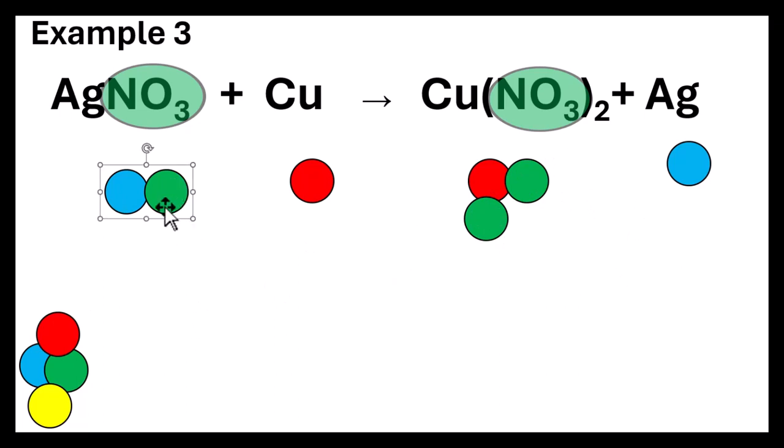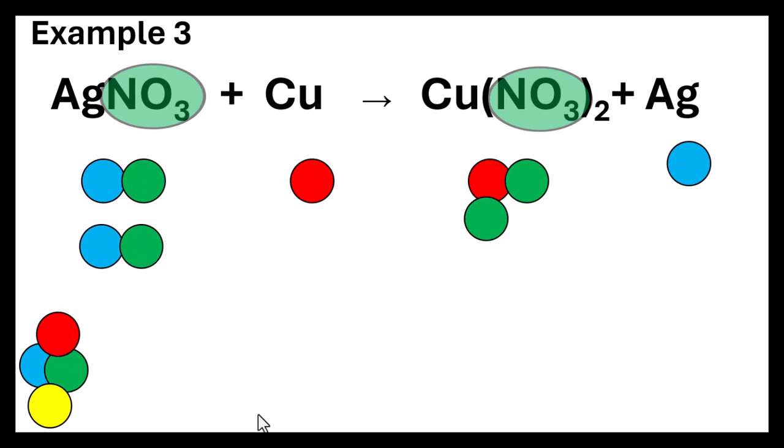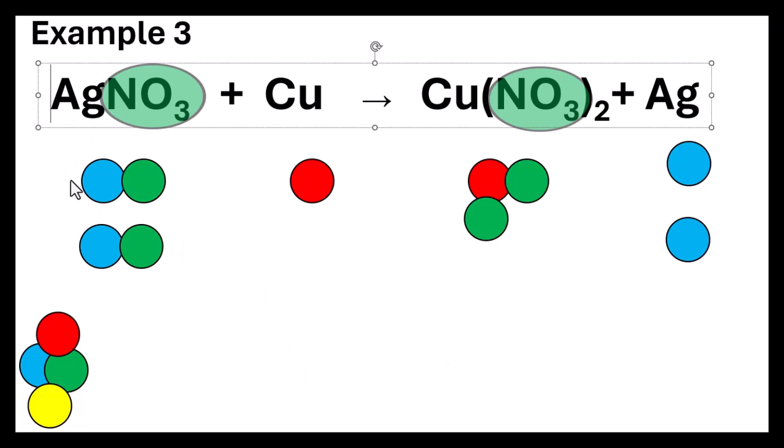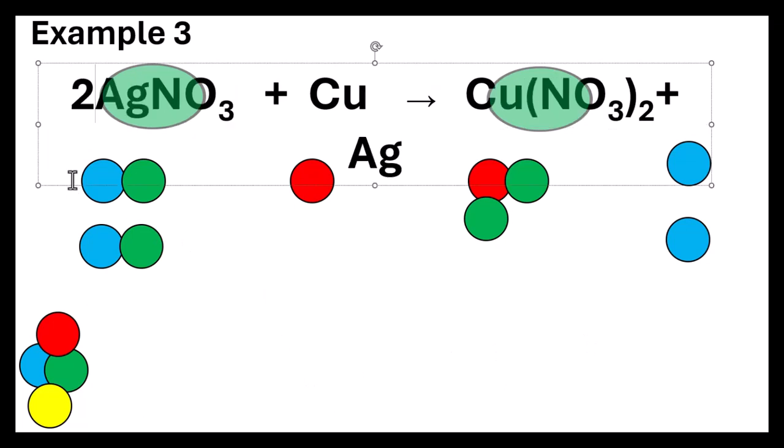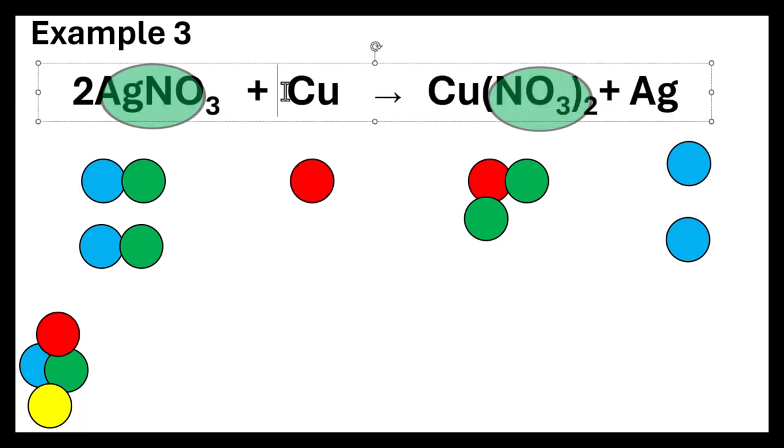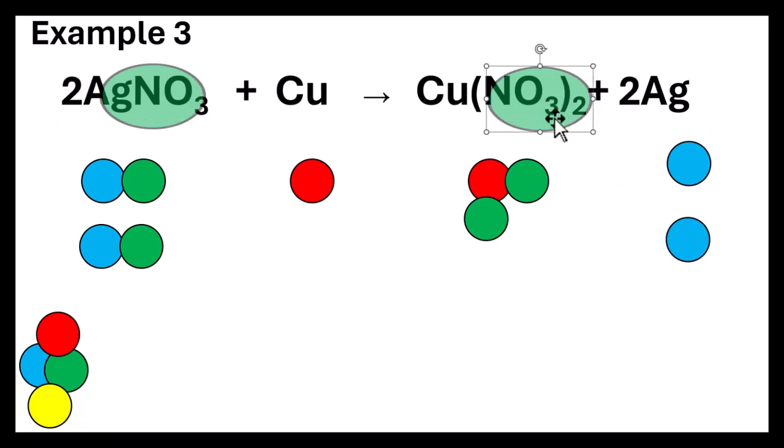So I'm actually going to double this silver nitrate. Okay, now I've got 2 silvers. Well, I can just double the silver. There we go. And does that appear balanced? I think it does. So now we can just put a 2 in front of here. Keep a 1 there and a 2 in front of the silver nitrate.